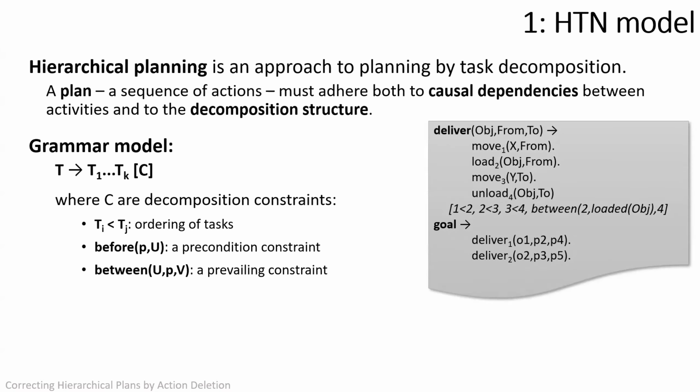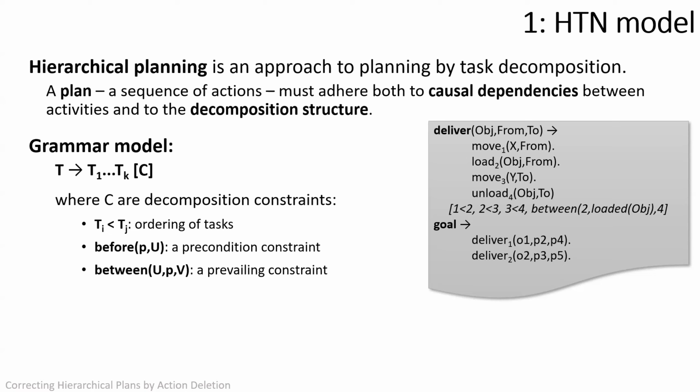Now, this work about correcting hierarchical plans is actually an extension of a previous work where we created a verifier, and the verifier was inspired by parsing in grammars. So here, what I wanted to show you is how you would look at task decomposition through the lens of a grammar. You can see a task T that is decomposed into subtasks T1 to Tk, and then we might have some ordering constraints, C. These can be ordering, like I said, but they can also be a precondition constraint or a prevailing constraint. A before condition is something like: before you unload, there has to be something in the truck to unload.